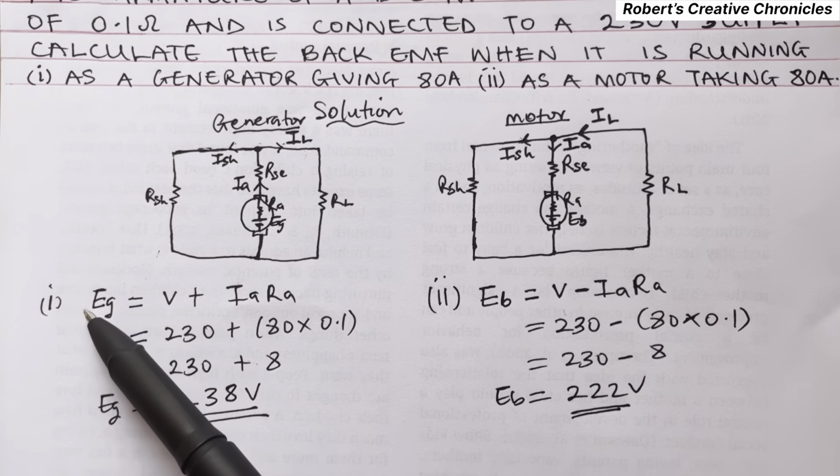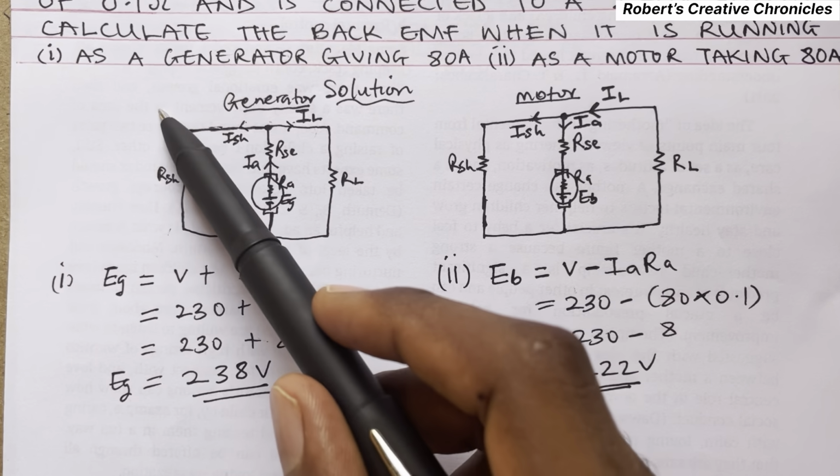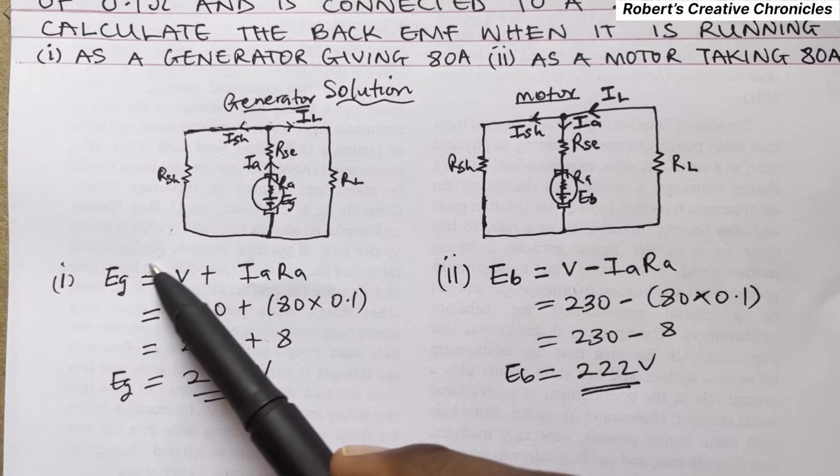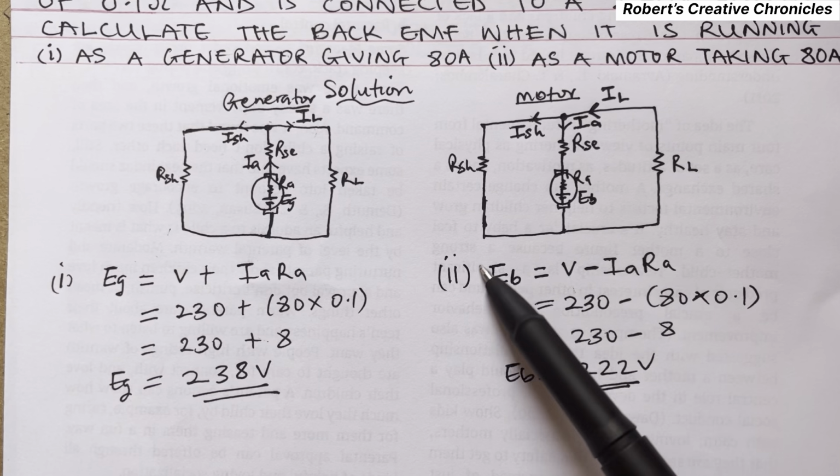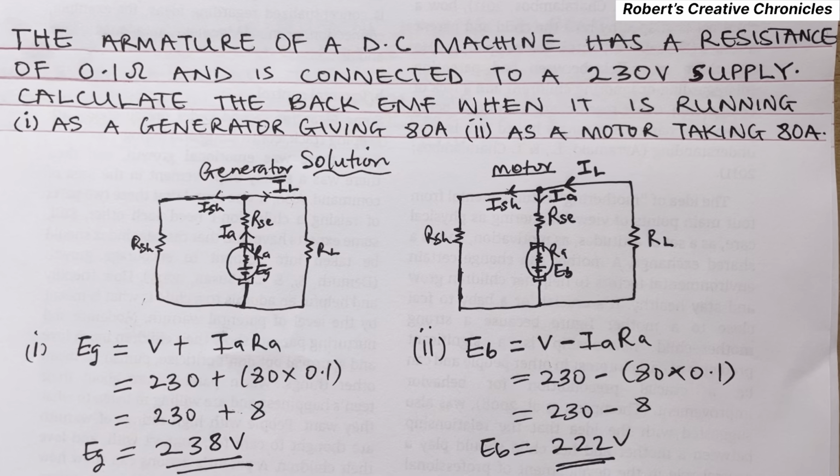These are the solutions from here. For 1, as a generator giving 80 ampere, this is the solution. Then for the second one, this is the solution. So that's it.